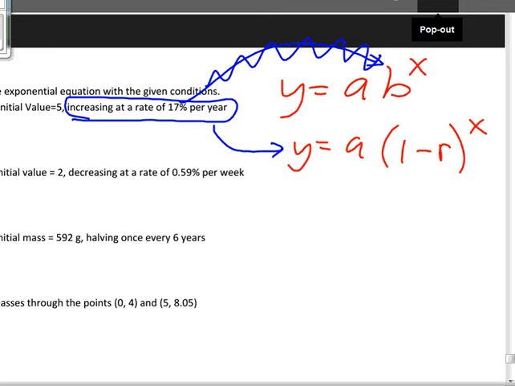And if it's increasing at 17% per year, you go 1 plus 17, or 0.17 actually. 1 plus 0.17 there. And I even know the starting value. Starting value is 5. I can just put a 5 right there. And I'm done. That was it. That's how easy those are. If you have questions, you can ask.